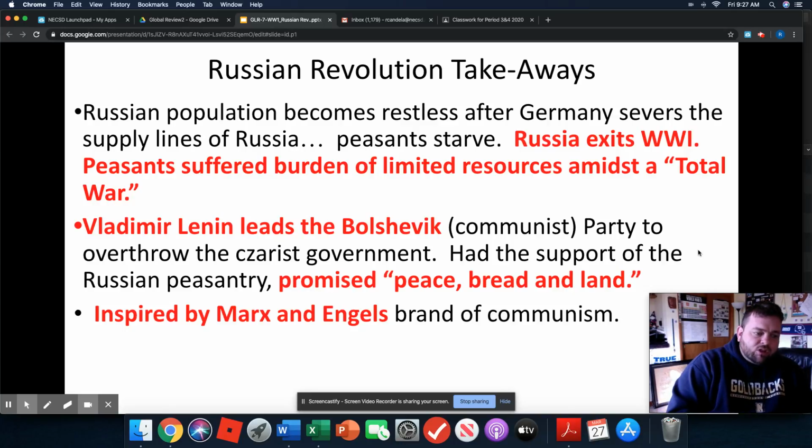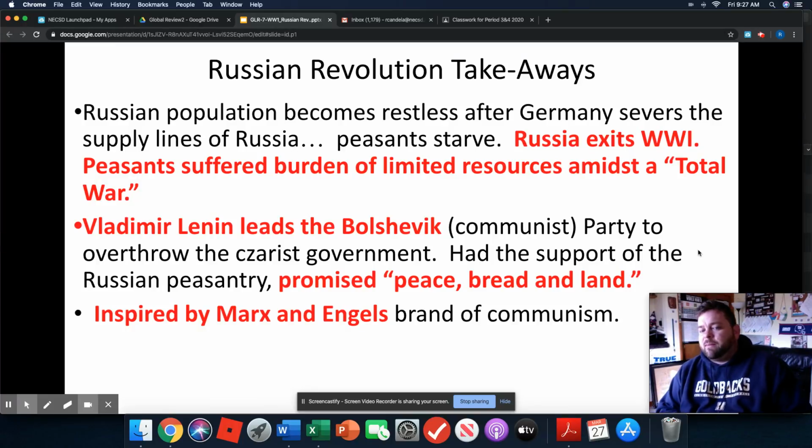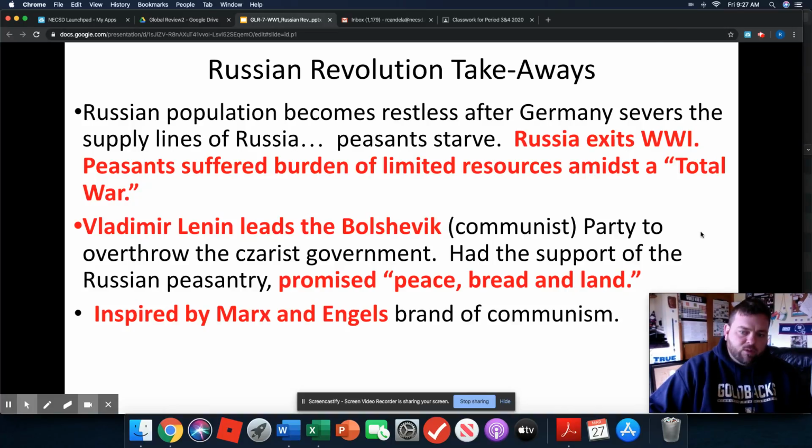Some of these people have slogans we need to know, like Otto von Bismarck, blood and iron. We need to know that Lenin and his Bolsheviks are promising peace, bread, and land. Okay, peace: we will get out of this war. Bread: for all those who are hungry, you will have food. And land: for those landless peasants, we will get you land.